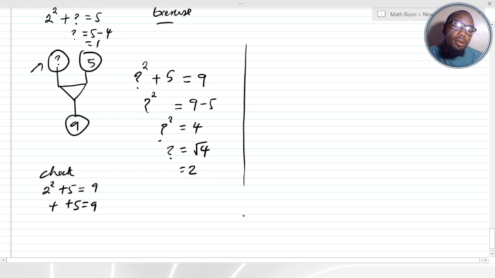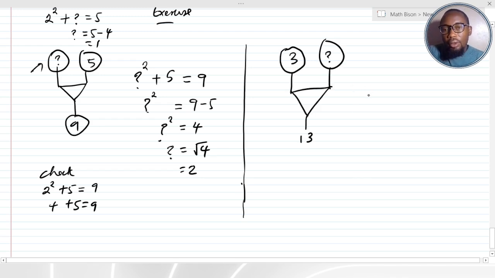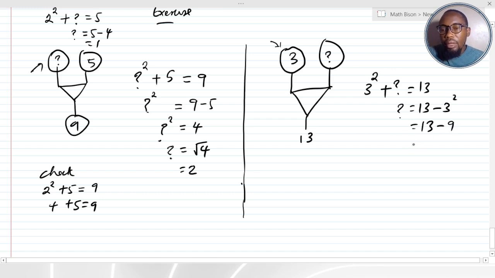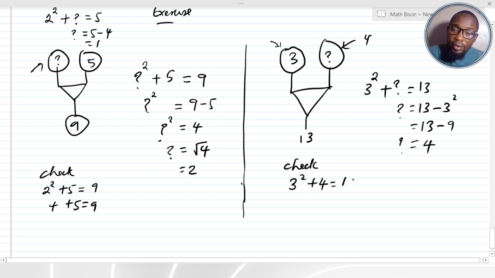Let's check the last question. The last question here is the same diagram. So in this case, we know that the first part A is going to be squared. Then we add it to this missing number and we should have 13. The missing number should be what you get if you subtract the square of 3 from 13, which is 13 minus 9. And 13 minus 9 is 4. So this missing number is going to be 4. You can check to see that 3 squared plus 4 should give us 13. 9 plus 4 is 13.